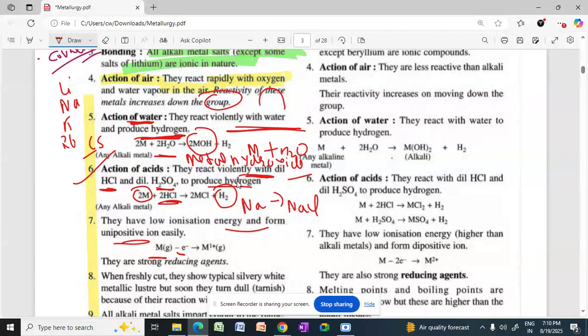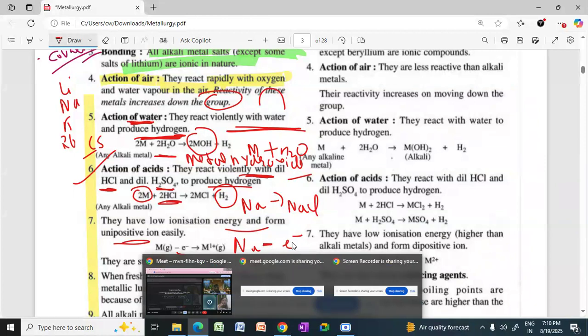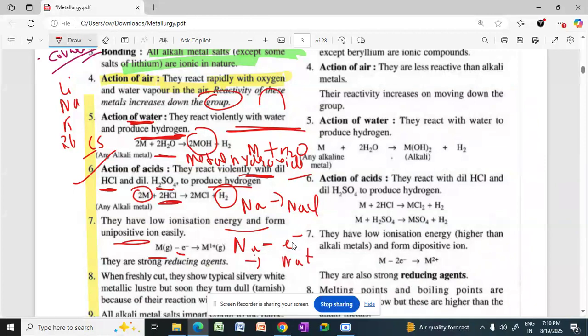For example, I can give you a simple example. My sodium is there, right? If my sodium is losing one electron, tell me what will be formed here? Na positive. So our alkali metals are strong reducing agents. What is special about the alkali metals? Number one, they have low ionization energy, they are strong reducing agents, and they are generally soft.